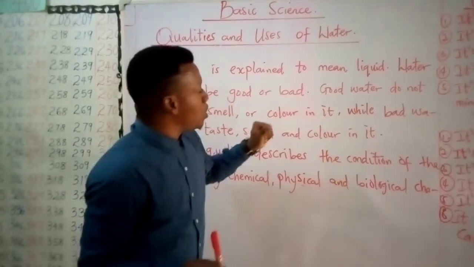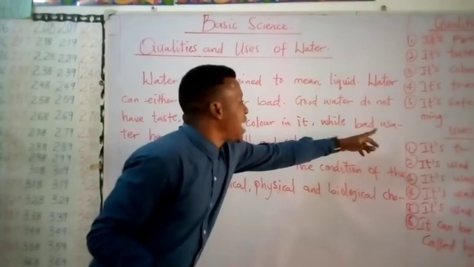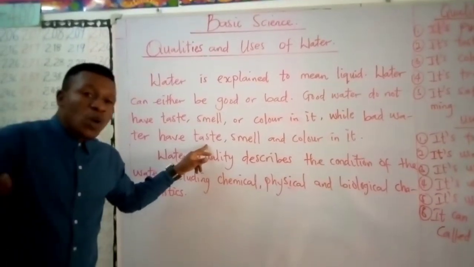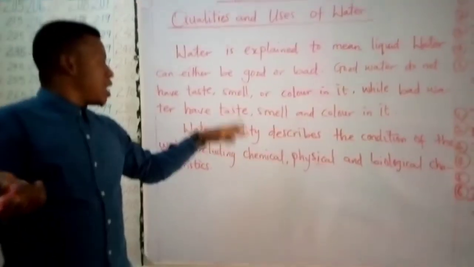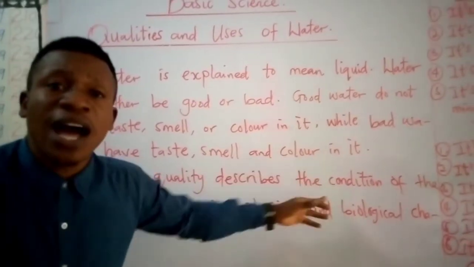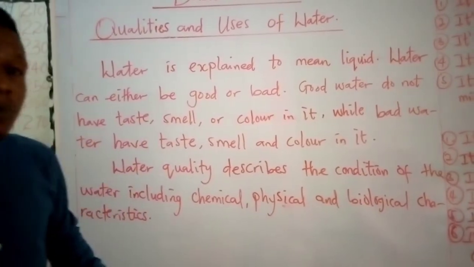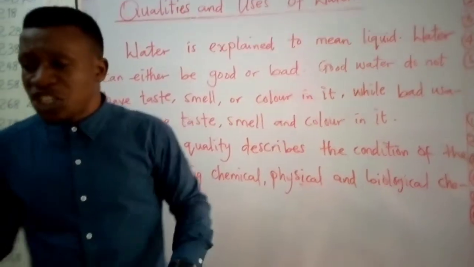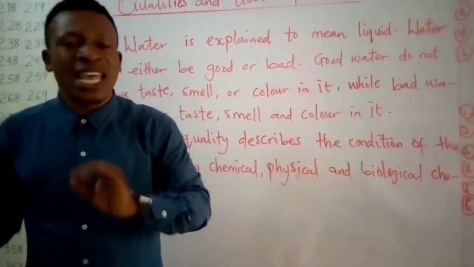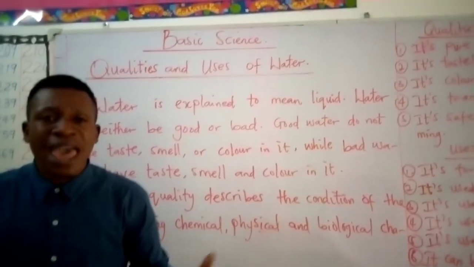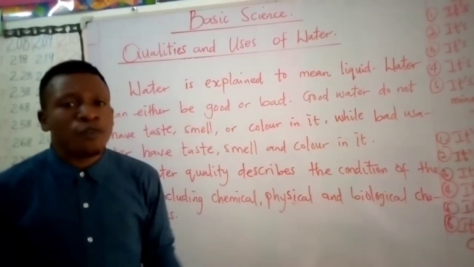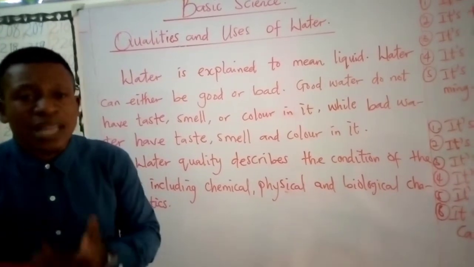After this, let's look at what bad water is. Bad water has taste, has smell, and also has color. That's why when you see our drainage, the water that flows through the drainage is mostly bad water because it has color. It smells and it has an awful taste. So that's bad water.